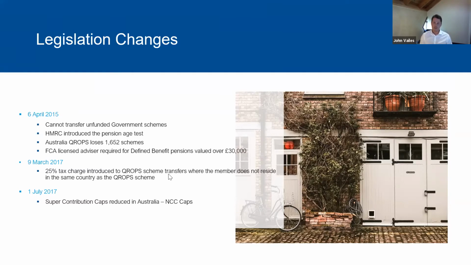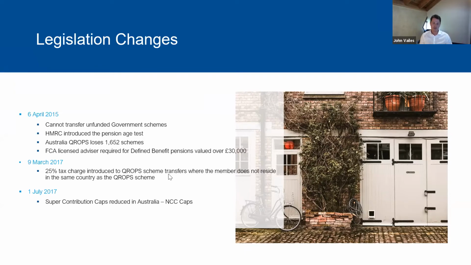The second point there, HMRC introduced the pension age test. This affects QROPS for us all. What this did was prevent access to a QROPS before age 55. The reason for that is that it brought it in line with how UK pensions work. You may remember in the UK, we couldn't touch our UK pension until we're 55, and that's when we can retire.